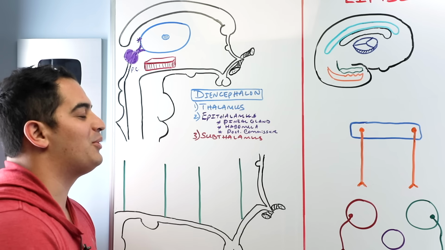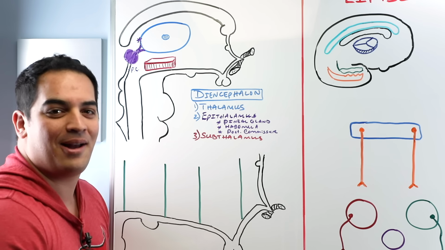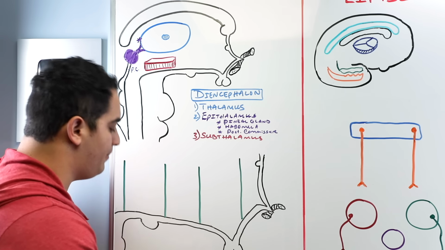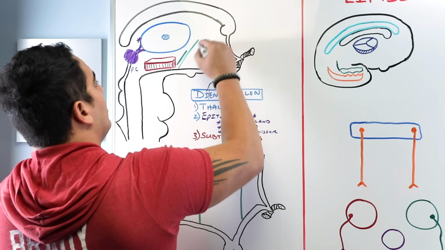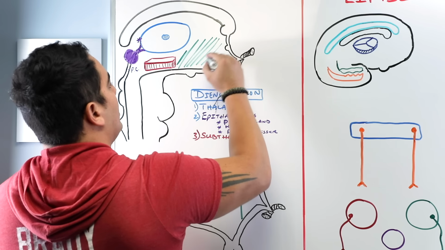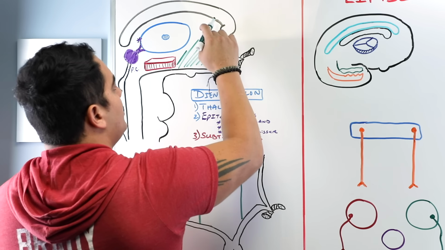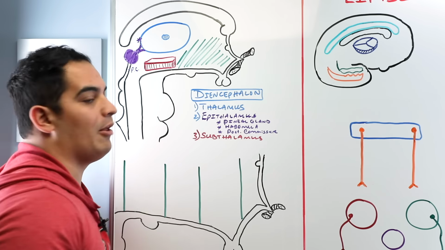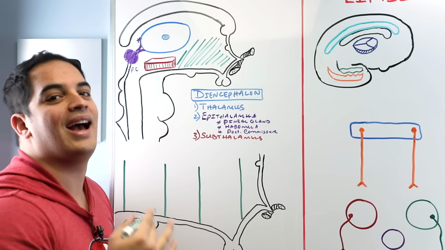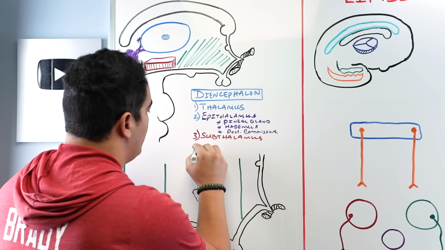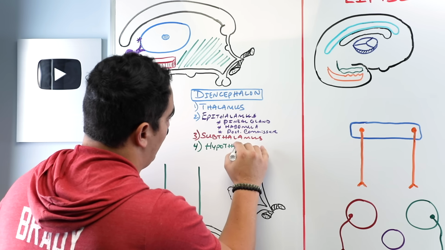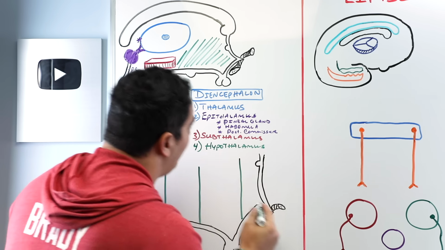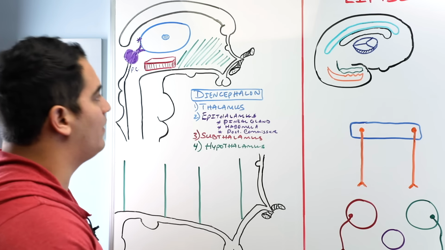The last component, which is actually what we're going to be talking about primarily here, I'm going to shade in here in green. All of this area that I'm shading in is anterior and inferior to the thalamus. What is this called? The hypothalamus. So this is the hypothalamus, and these are the main components of our diencephalon.